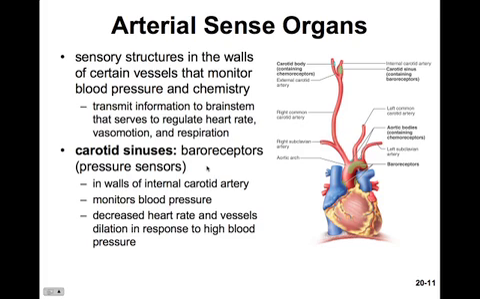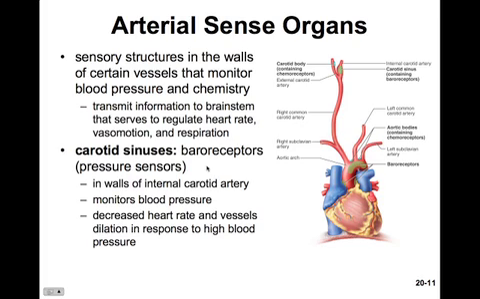So in the arteries, there are various sense organs. These are structures in the walls of certain vessels that monitor things like blood pressure and chemistry. They transmit information to the brainstem, and that serves to regulate the heart rate, vasomotion, as well as respiration.